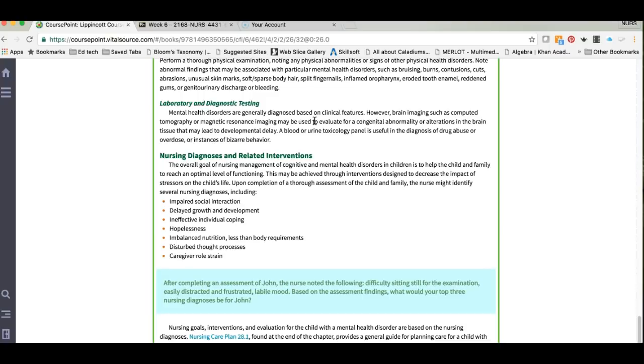They might do a urine tox screen or a blood tox screen if it's an acute change in behavior and they think maybe it's a medication issue or an overdose. They might do one of those tests. MRI, CT of the head, if they're suspecting any kind of tumor or injury, then those might be done. Alrighty.